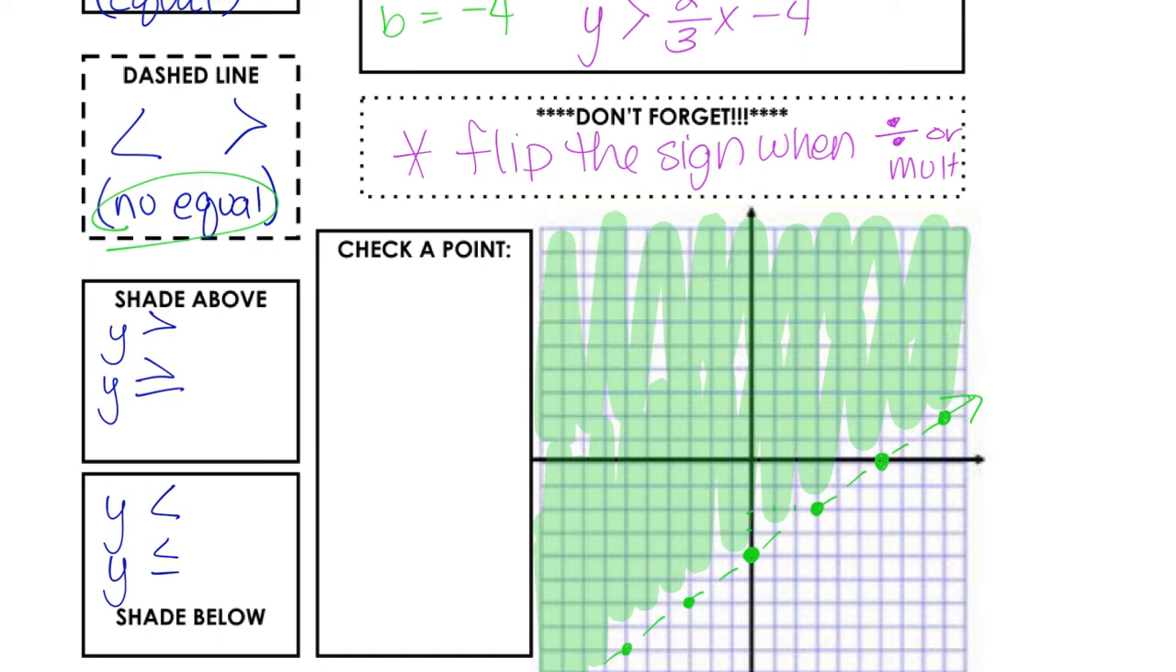Because we want all of the y values that are greater than that line. Because remember, this is your y-axis right here. So now let's check a couple of points. Let's say I give you -2, 2. So if I go -2, 2, my point is here. So would this one be a solution? Yes, it's a solution.